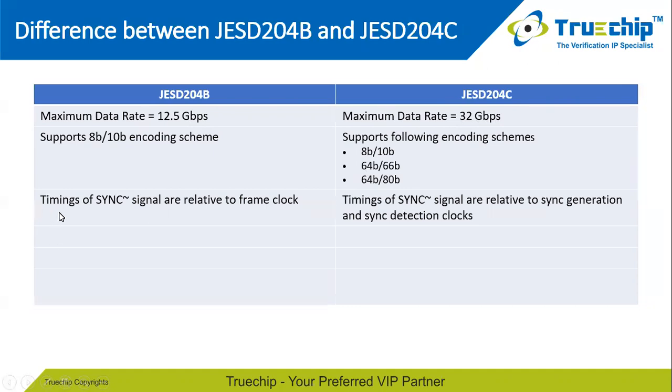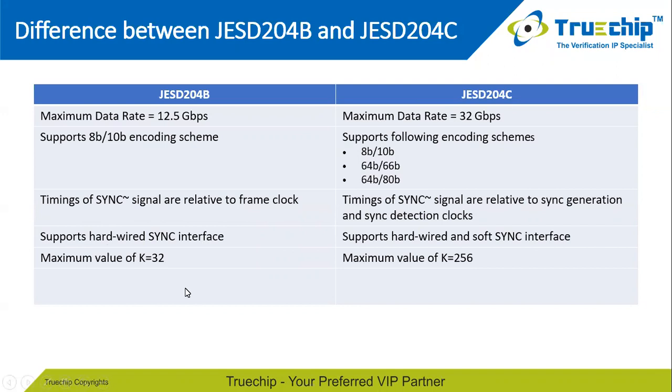In 204B, timings of the sync signal, about which we will discuss later on, are relative to the frame clock, whereas in 204C, the frame clock is replaced by a sync generation and sync detection clock. And all the timings of the sync signal are relative to these clocks. 204B supports only a hardwired sync interface, whereas 204C supports both hardwired as well as soft sync interface.